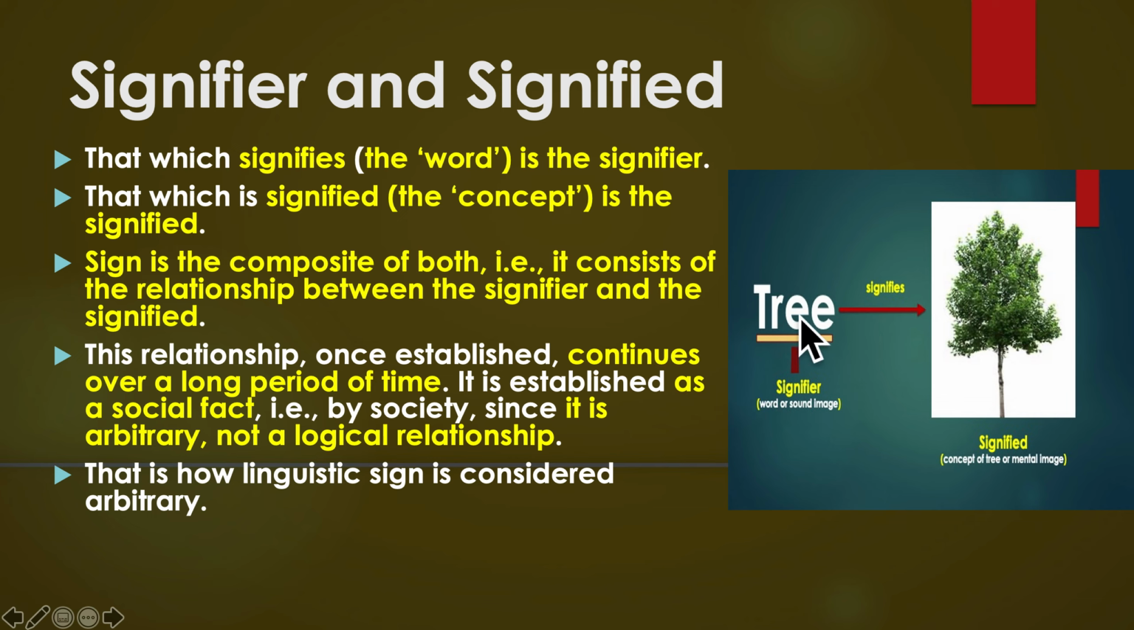It means that there is no scientific relationship between the word and the thing it signifies, the object it signifies. That is how a linguistic sign is considered arbitrary. And that is why all linguistic signs are arbitrary. They are not scientific, they are not logical. Once the relationship between the signifier and the signified was established, and people happen to accept that relationship in that way, culturally and socially, and it continues for a long period of time, now people believe this relationship is like this.